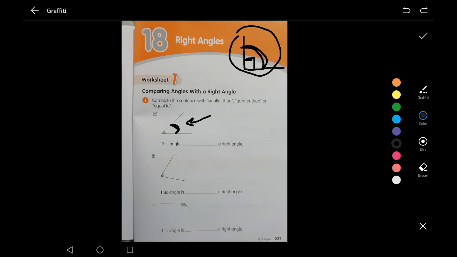It is smaller. Good job. So we write here smaller. I'm sorry for my big font. Smaller than. For sure make your font smaller. Okay. Now, guys, what do you think of part B? Is this amount of turn between those two lines smaller or greater or equal to the right angle? What do you think? It is smaller. Good job.